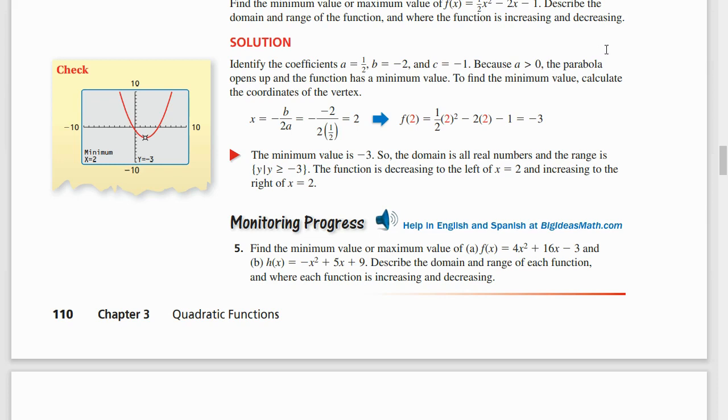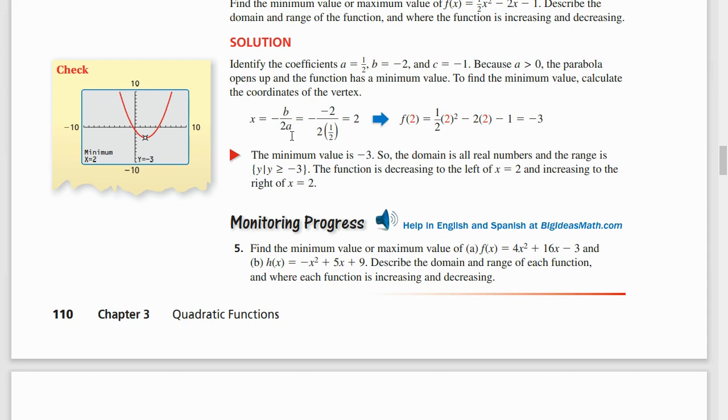Because a is greater than 0, that means this thing opens up. So what does that mean? It means that when you graph it, this is going to be a low point or a minimum. So there's nothing below this point. That's going to apply to the range, okay? And so let's find this point. We can do it in the calculator, but let's do it by hand.